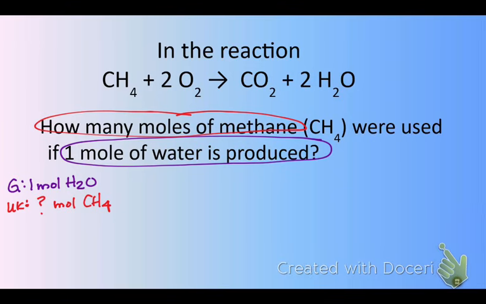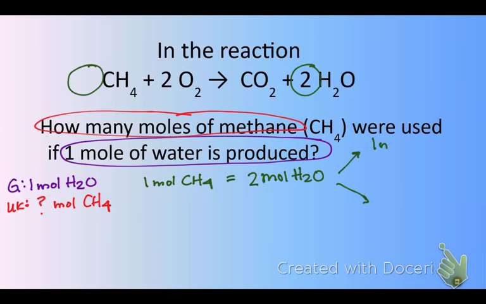And I know in order to do that, I'm going to need a mole ratio. So we're going to look at the coefficients on methane and water. For every 1 mole of methane, I am going to produce 2 moles of H2O. Now, we know we can write any of these as a fraction.